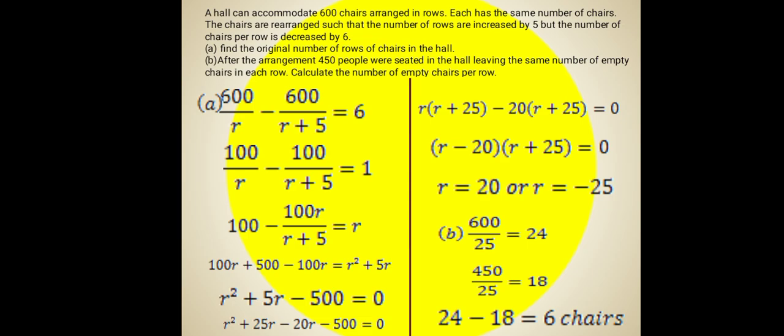Now, look at it this way. We have been given there are 600 chairs, and we know after the arrangement, the chairs per row will be 24. Now, if 450 people are seated, it will mean per row we need 18 people. That is 450 divided by 25. Now, if you subtract 24 minus 18, we get 6 chairs. Those are the number of empty chairs per row.